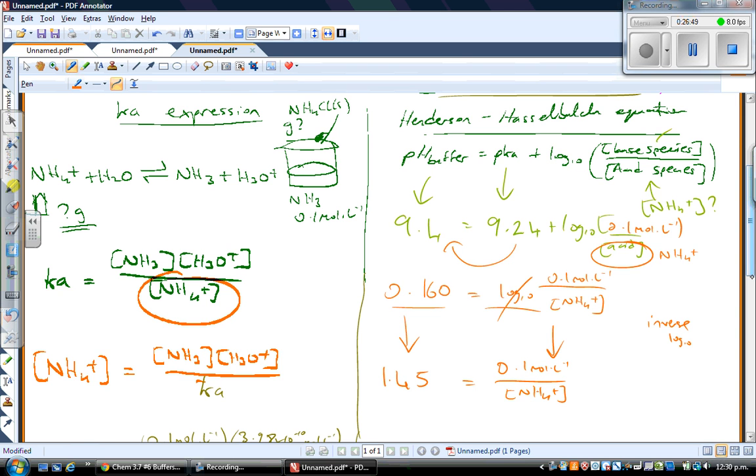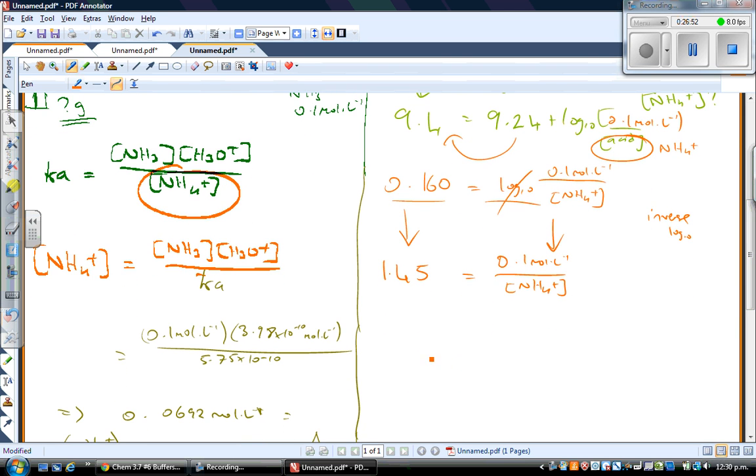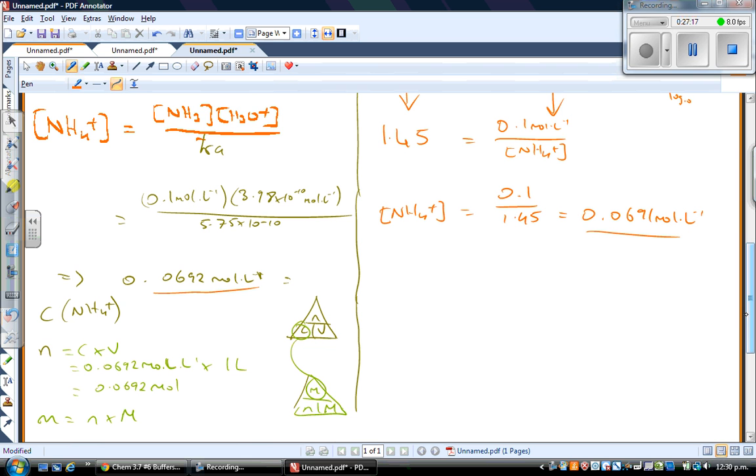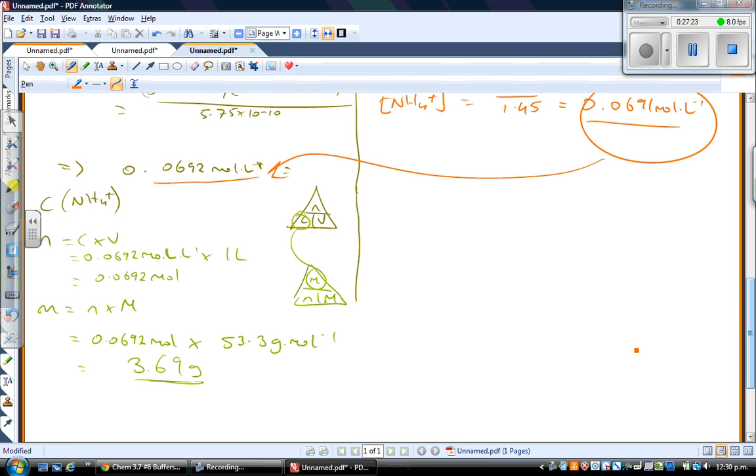With a little bit of manipulation, the concentration of NH4 plus is going to be equal to 0.1 divided by 1.45, which comes out to be 0.0691 moles per liter, slightly off the 0.0692 that we got using the other method, just because of a slight difference in the way we're doing the calculation. We need to finish this out though. You finish it the exact same way, take the 0.0691, put it through this process, and you should come out with a mass which is pretty much the same as 3.69 grams. So there's no need to go through that again in the video.